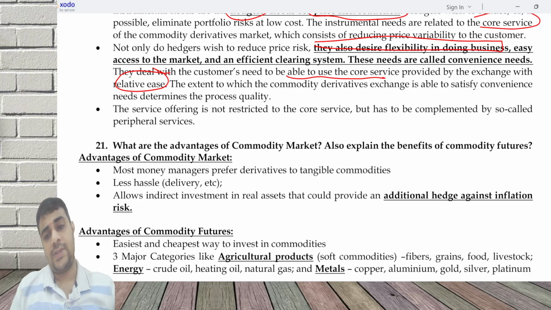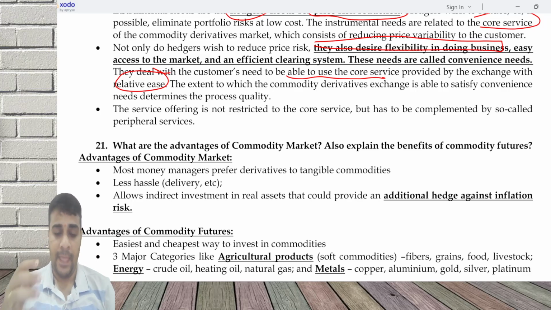What are the advantages of commodity market? Explain the benefits of commodity futures. See, as a customer, I want to buy the core assets. What are the core assets? The real assets I want to buy. What is a real asset? A copper or a gold or something like that I want to buy.